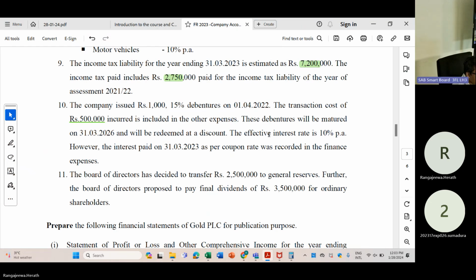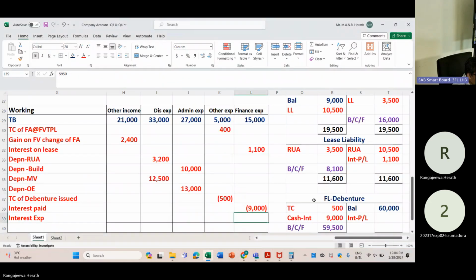Redeemed at a discount, so the effective interest rate is 10%. Sorry, 10%. Looking at 10%, we received 60,000 on issue. We included the transaction cost of 500, so the net amount is 59,500 at 10%. So 5,950 is the interest expense, debited to P&L and credited here.